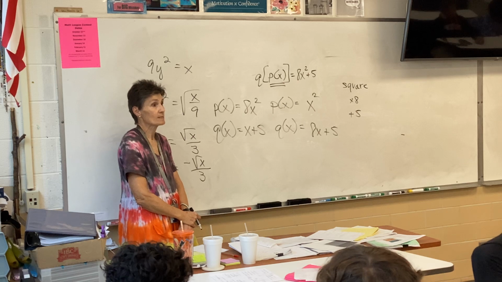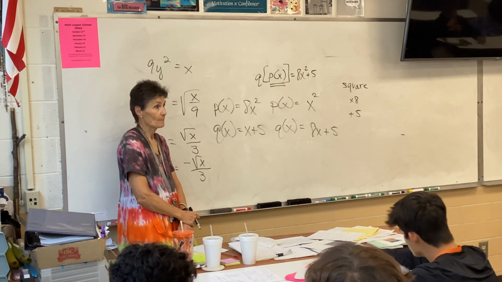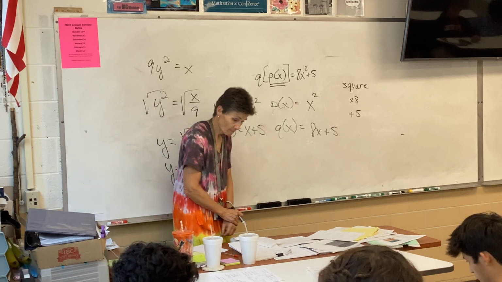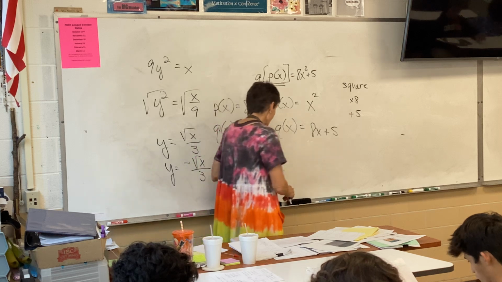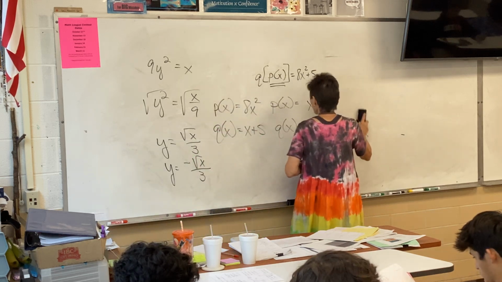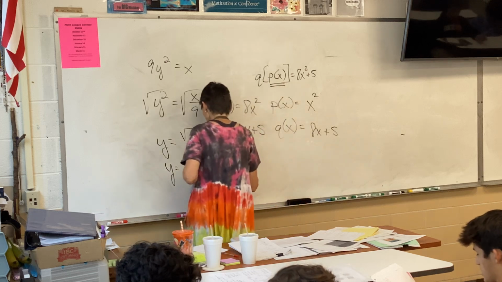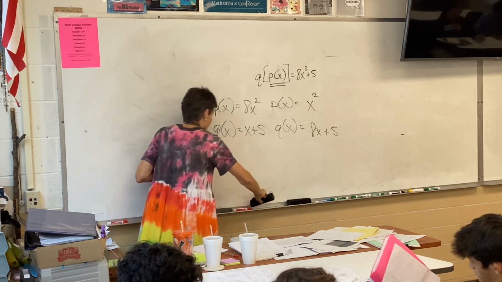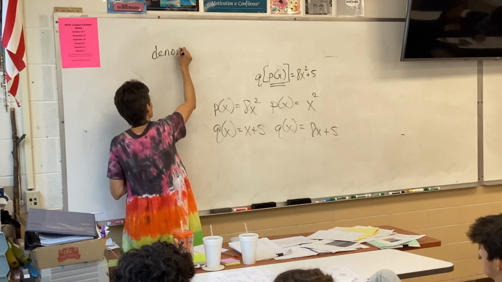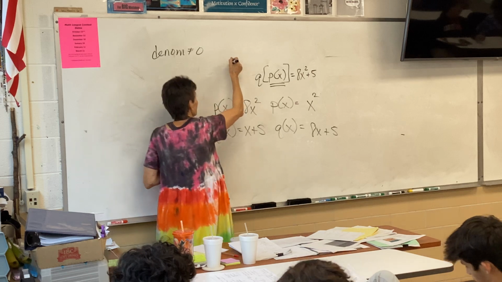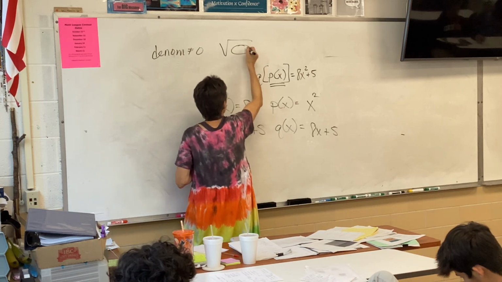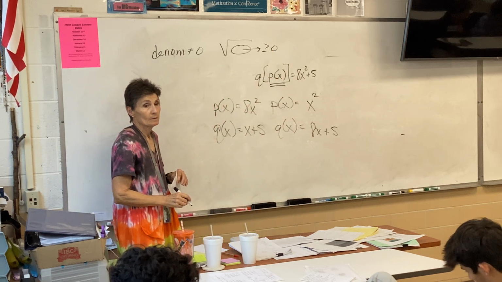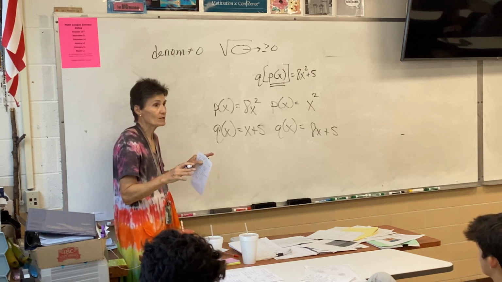All right, who else found something on this paper? Number 1? Find the domain. Well, we kind of talked about this already. What am I looking at in a domain problem? Denominator cannot be 0, and whatever's under the radical has to be greater than or equal to 0. As long as you remember that, you can do every domain problem.